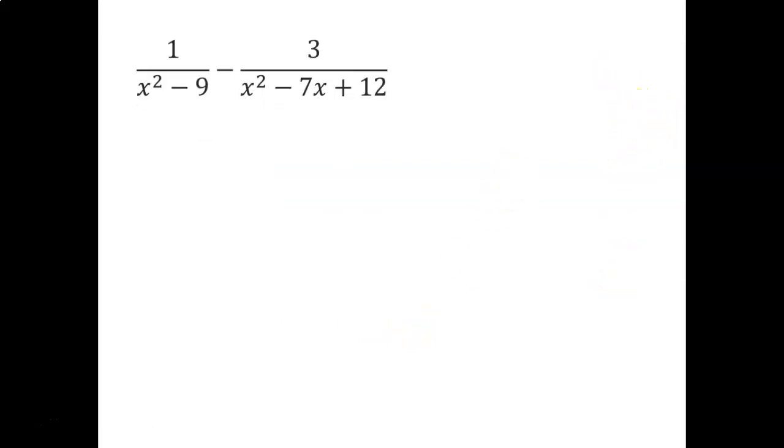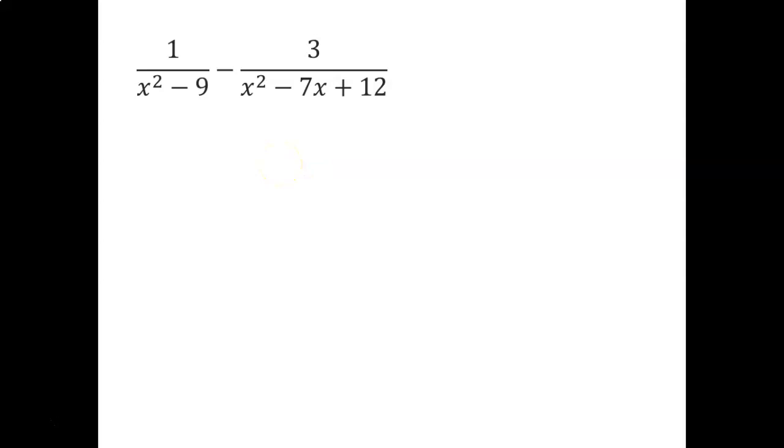Okay, how about this one? 1 over x squared minus 9, minus 3 over x squared minus 7x plus 12. We're doing subtraction. With subtraction, we need a common denominator. Are the denominators the same right now? No, they are not. What do we do to get them the same?